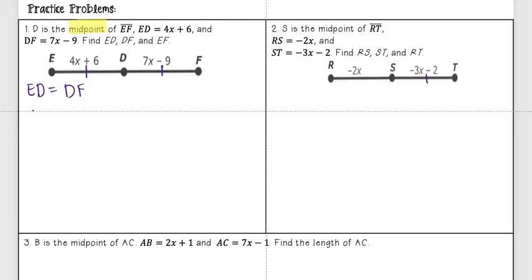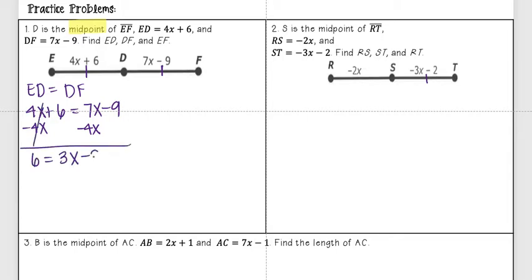Well, ED is just equal to 4x plus 6. DF is equal to 7x minus 9. And now I'm going to solve that. So I want to get all x's on one side, so I'll subtract 4x from both sides. Add 9. And then divide by 3. So I get 5 is equal to x.